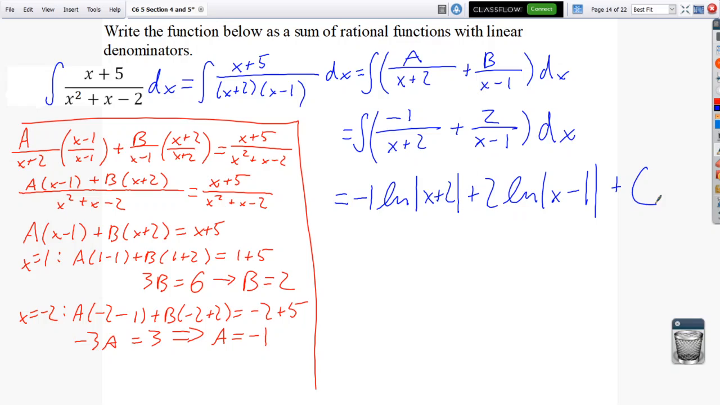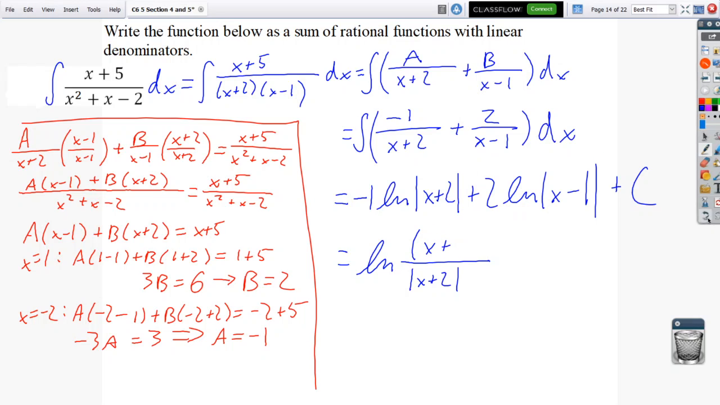I will inform you that on my test, I don't care whether you leave it expanded or condensed, but if I was to condense this, I can see this negative 1 can go up here as a power of negative 1. So this x plus 2 is going to go in the denominator. This would be ln, putting x plus 2 in the denominator. And this 2 can come up here as an exponent, which makes this absolute value bracket unnecessary. So x minus 1 squared plus c.